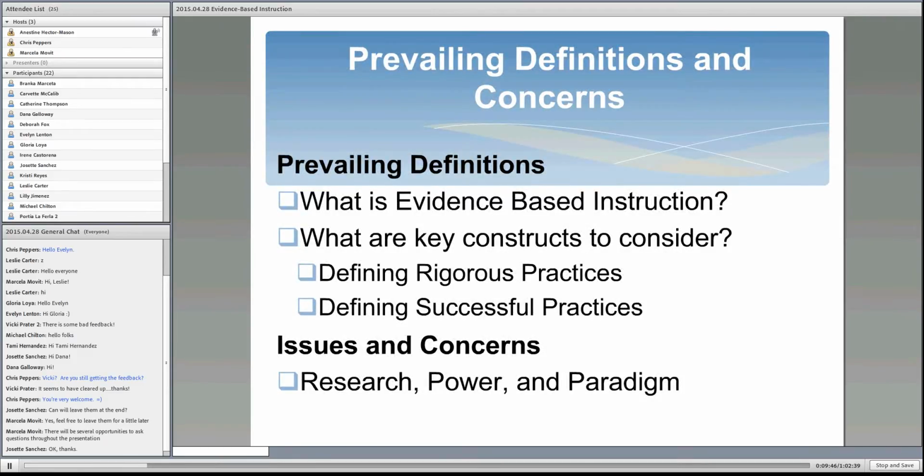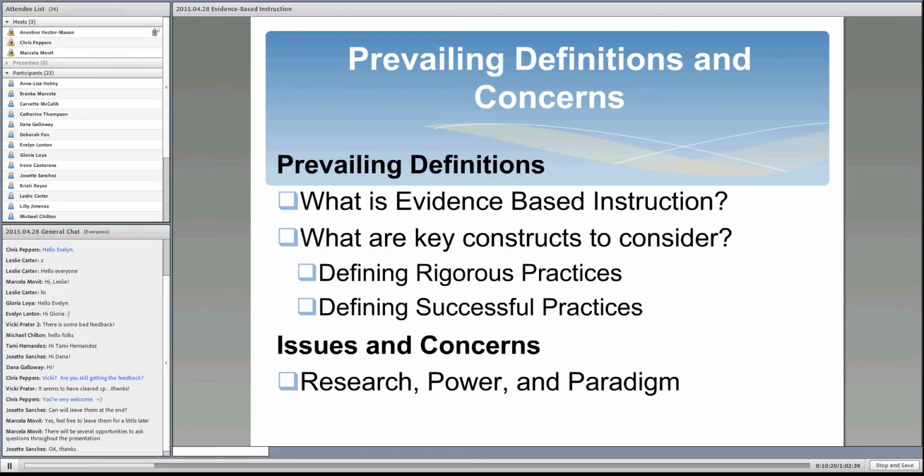Now, let's look at some prevailing definitions. So from these histories, we have No Child Left Behind. We have this greater focus on accountability. There are some new ideas and new definitions. In fact, NCLB has a very specific definition of what evidence entails. Let's now look at some prevailing definitions to get a better sense of what is meant by evidence-based instruction.